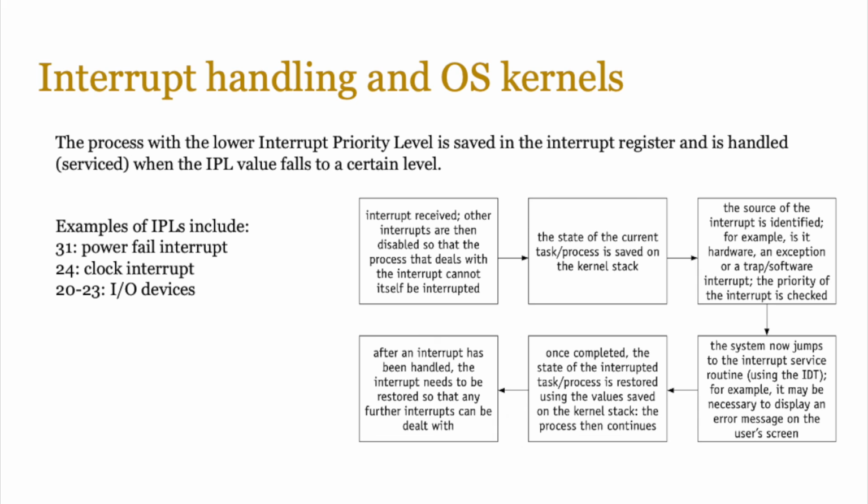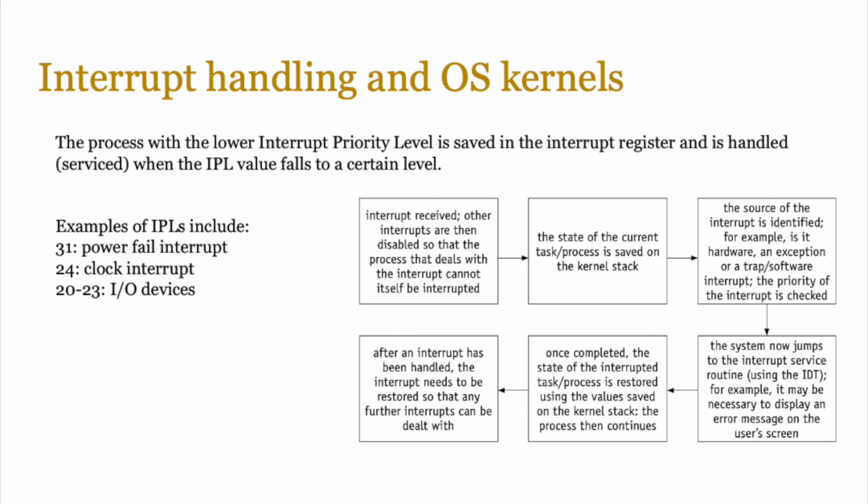The moment an interrupt is received, other interrupts are disabled so that the process that deals with the interrupt cannot itself be interrupted. The state of the current task or process is saved on the kernel stack. The source is identified. Is it hardware, exception, or a trap? The priority of the interrupt is checked. The system now jumps to the interrupt service routine that deals with that particular interrupt. And once completed, the state of the original process which was interrupted is restored using the values which were saved on the kernel stack. And the original process continues.